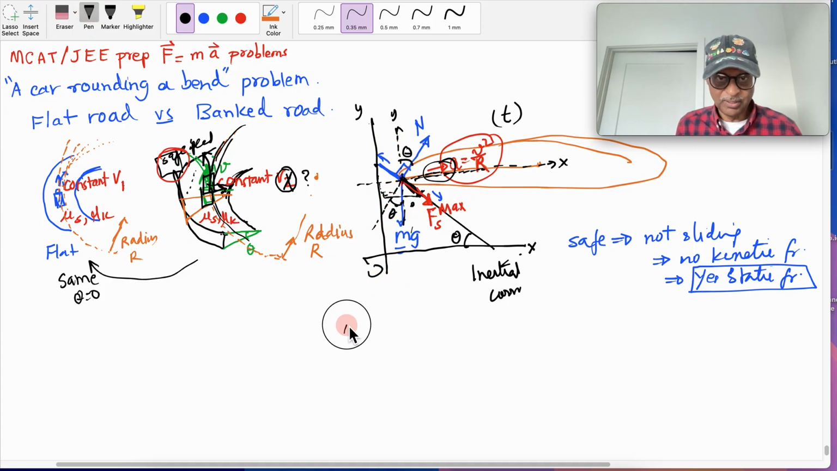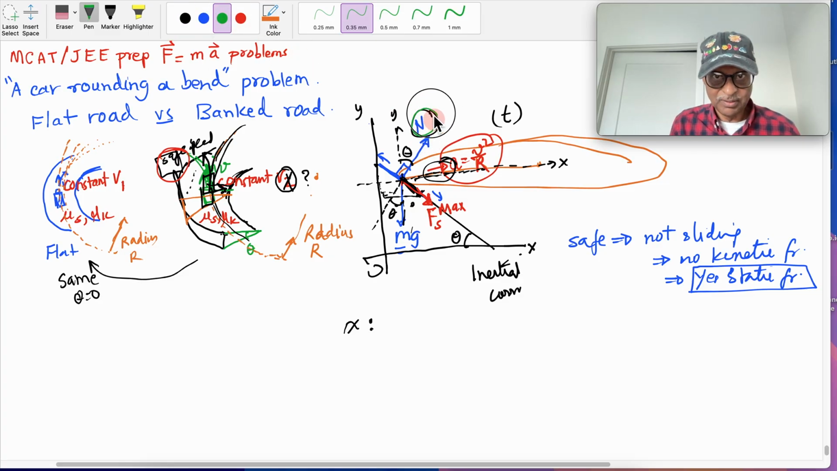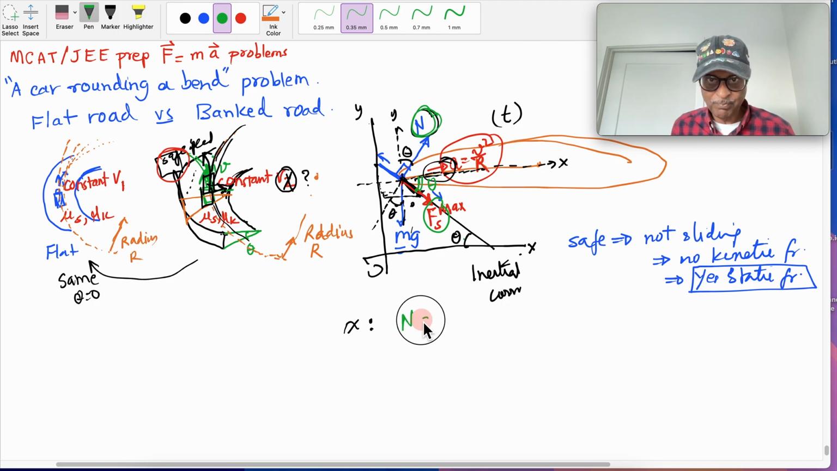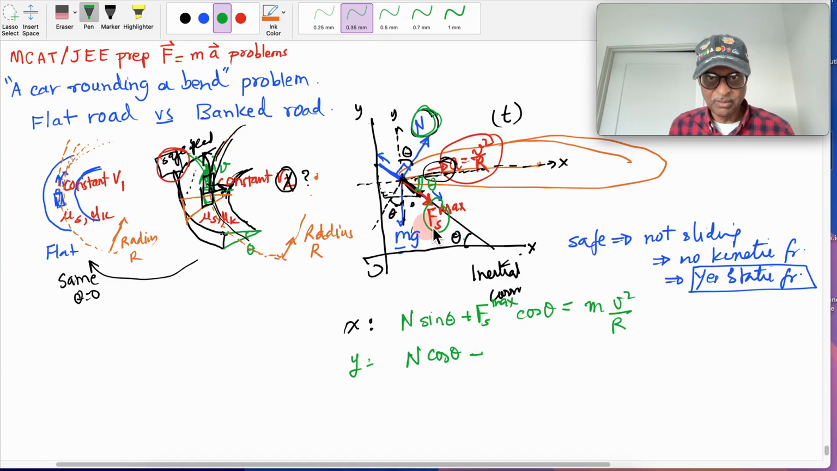Theta. So along the x-axis, I'm going to have this guy and this guy. So this is theta, and this is also theta. So they will have x components. The x-axis will have n sine theta plus fs max cosine theta equals mv square over r, and on the y-axis we will have n cosine theta. Even this guy is going to have a y-axis component, minus fs max sine theta minus mg equal to 0.